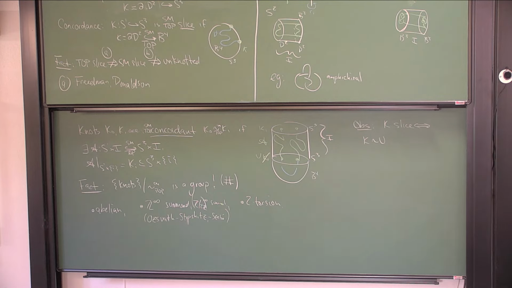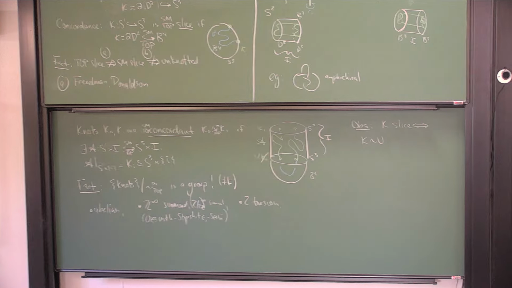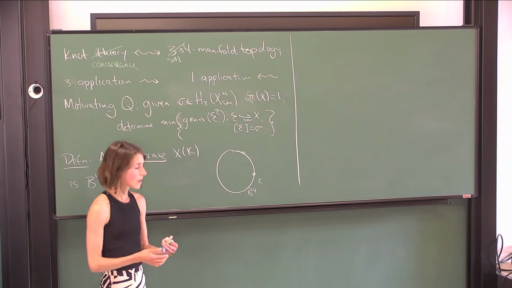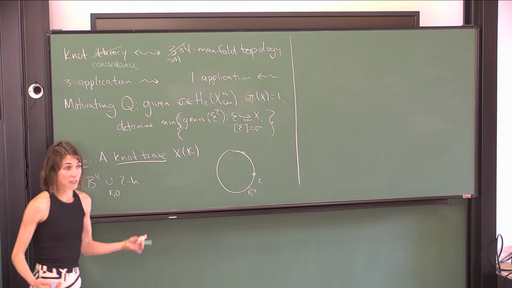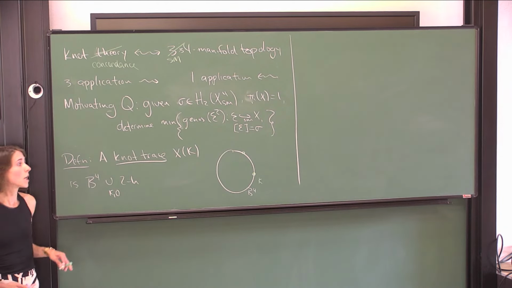Let me show you a picture of how you should think about these. You start with the four ball, because that's a good place to start building a four manifold. You identify any knot you happen to be interested in on its boundary. And now we're trying to build something with some second homology, right? So that we can answer this question.